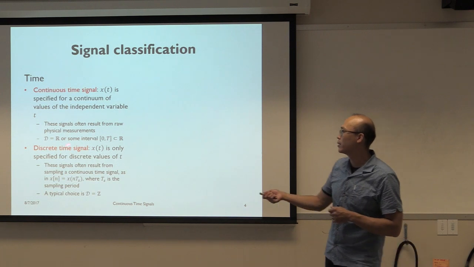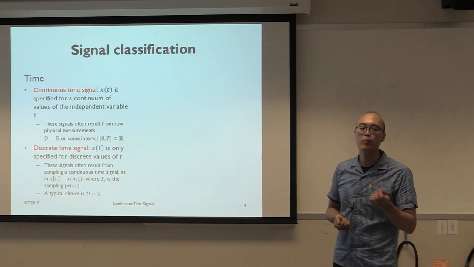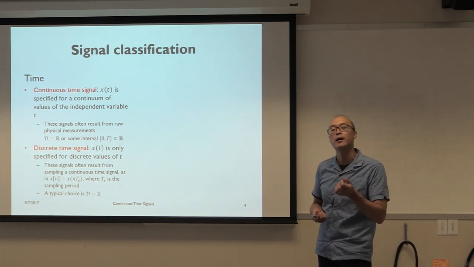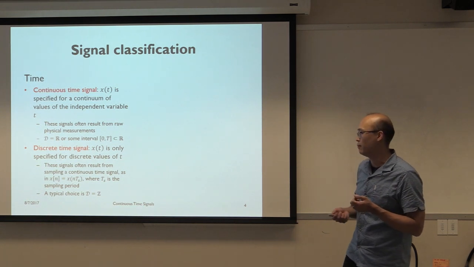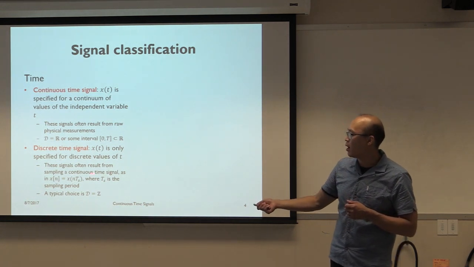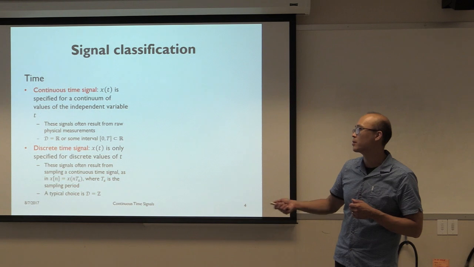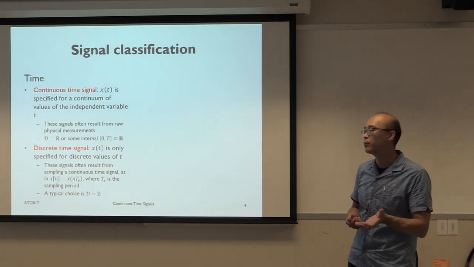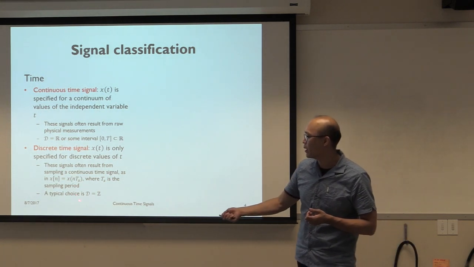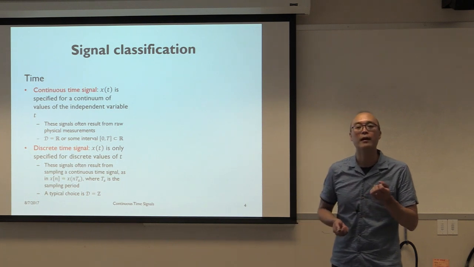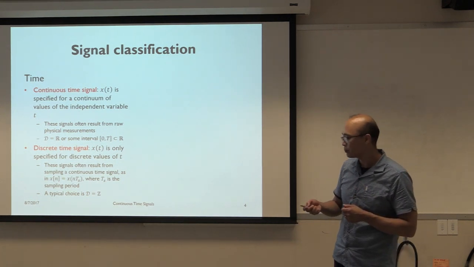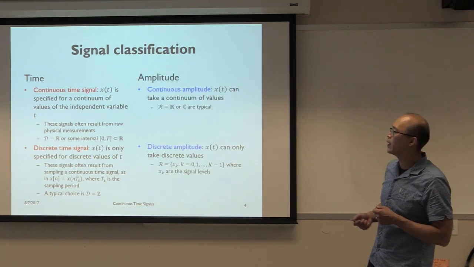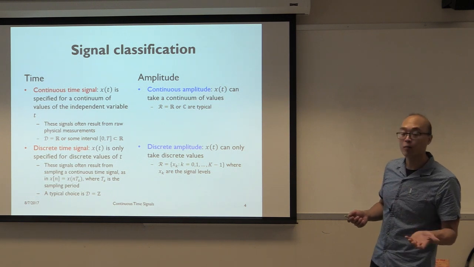On the other hand, if we look at a discrete time signal, the independent variable t is only going to be defined at discrete instances of time. So a discrete time signal is often obtained from a continuous time signal using the process of sampling. But what's important here is that if we look at the domain of the discrete time signal, these are integer values only. So let's turn our attention now to the range of the signal, or the amplitude.